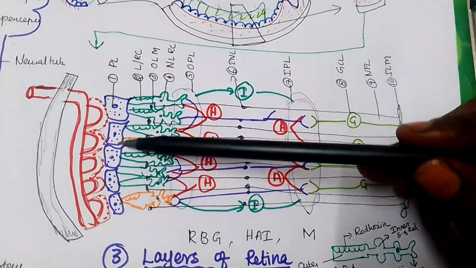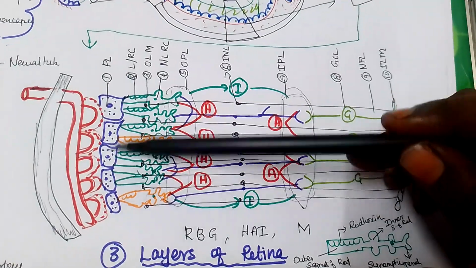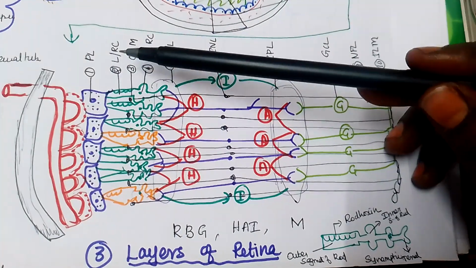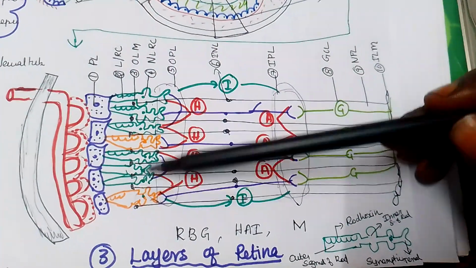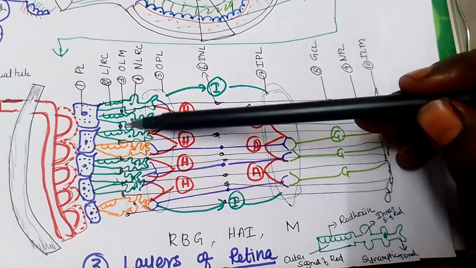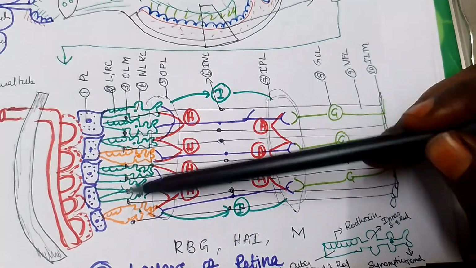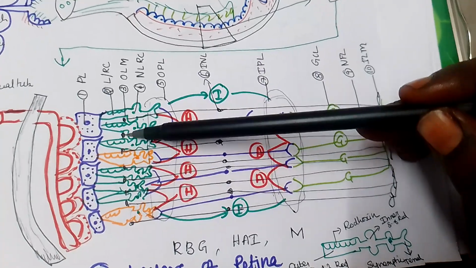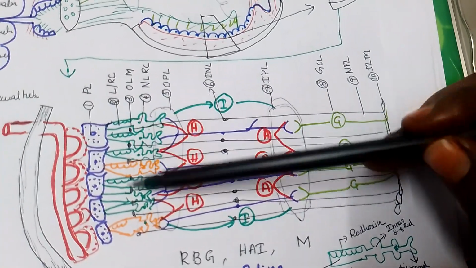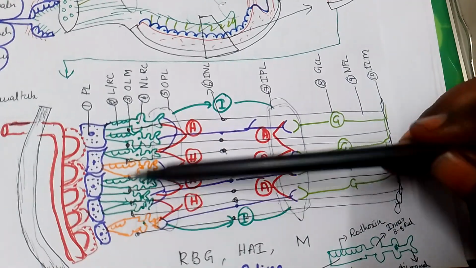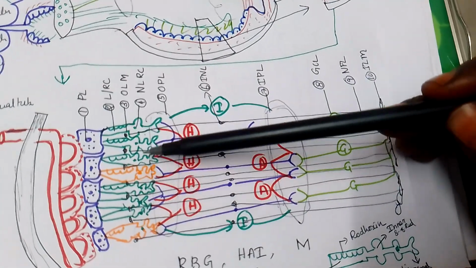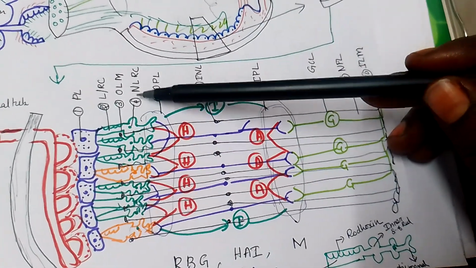The first one is the pigmented layer of the retina. The second one is the layer of rods and cones, and the third one is the outer limiting membrane. This is nothing but the Muller cells forming it, holding the rods and cones in position. When you look under a microscope, it looks like a membrane. Since it is on the outside of the retina, it is called the outer limiting membrane. Then comes the nuclei of the rods and cones, the outer nuclear layer.